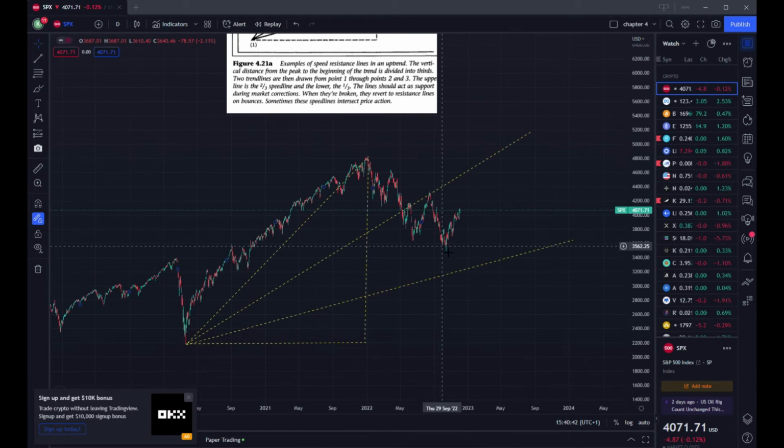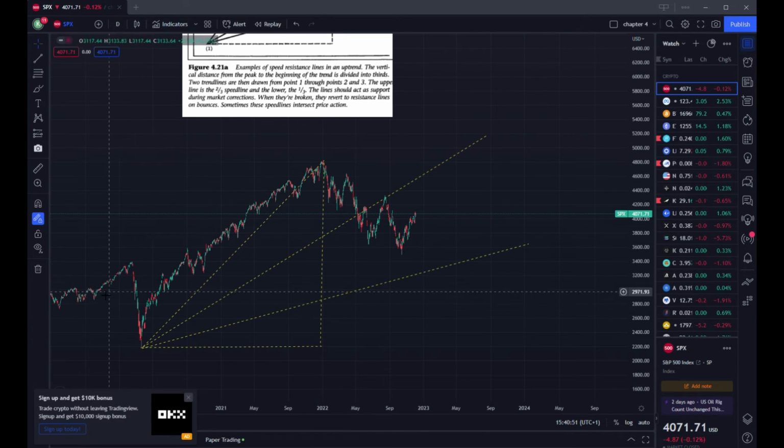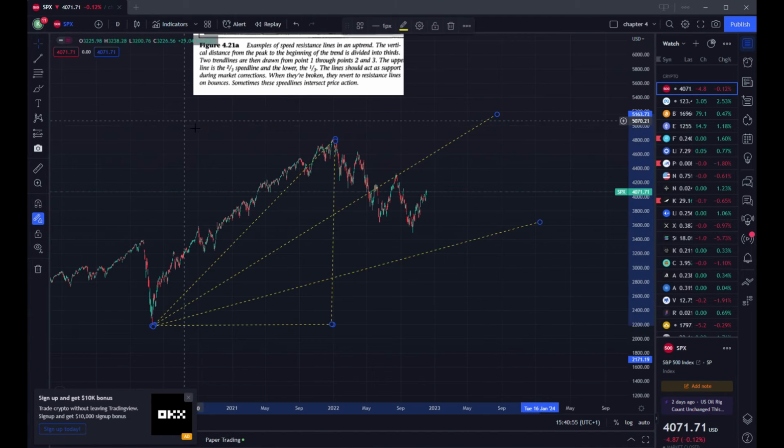And you could actually do it the other way around as well, because this one is in an uptrend, but in a downtrend it needs to be the exact opposite. So for a downtrend, I'll actually, can I just delete everything?